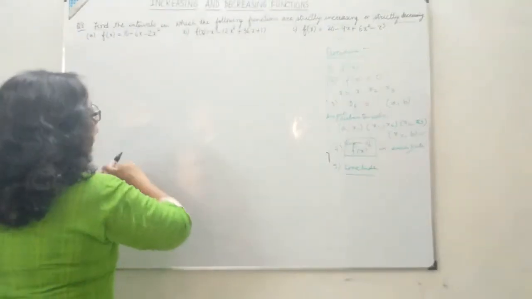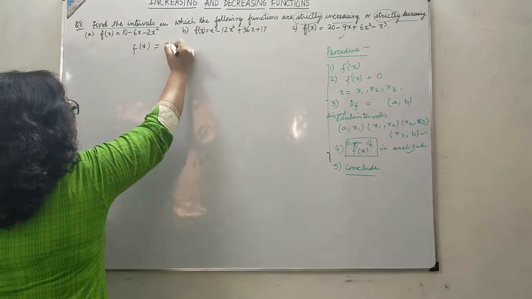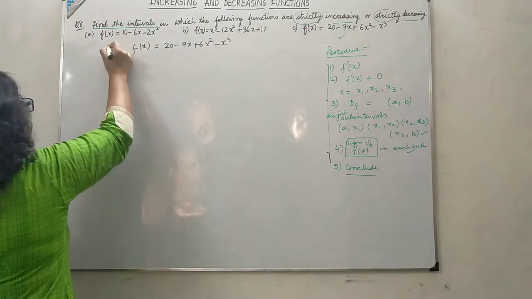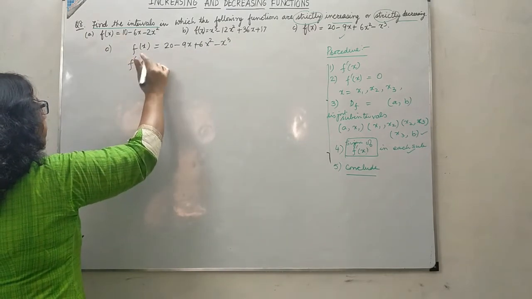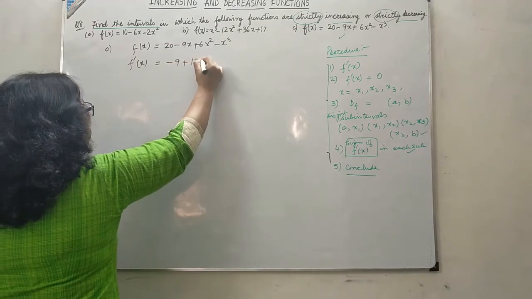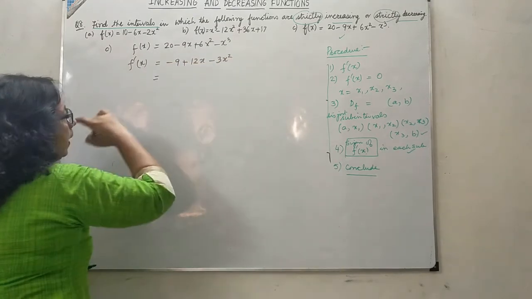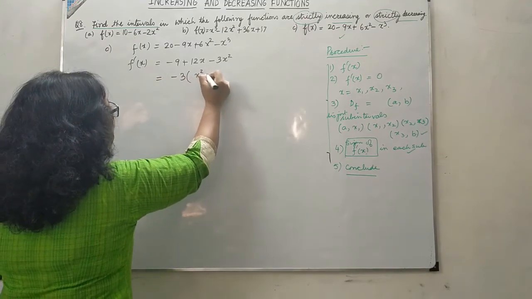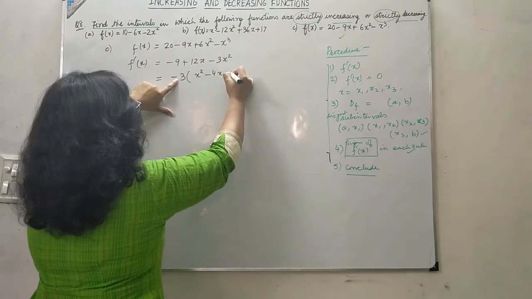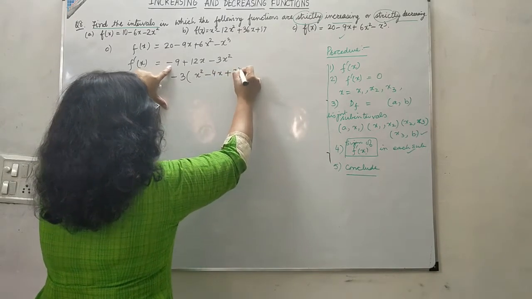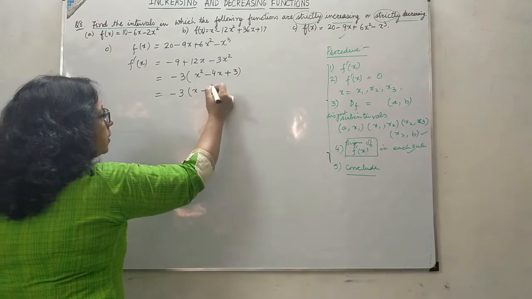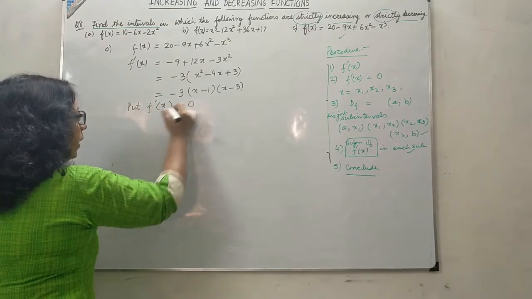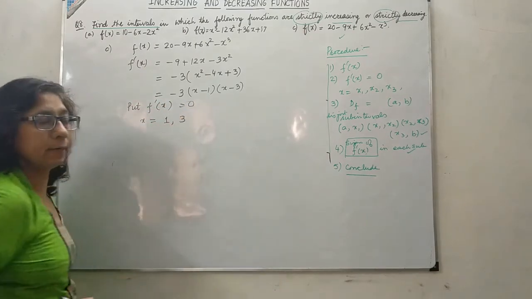This is the C part I have taken. f x is 20 minus 9x plus 6x square minus x cube. Now in this question, f dash x becomes minus 9 plus 12x minus 3x square. Again, I can see that if I make the factors, this is x minus 1, x minus 3. Put f dash x as 0. We are getting again two critical points, x as 1 and 3.